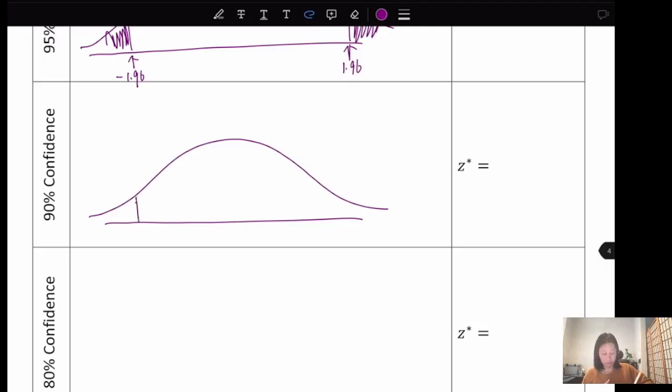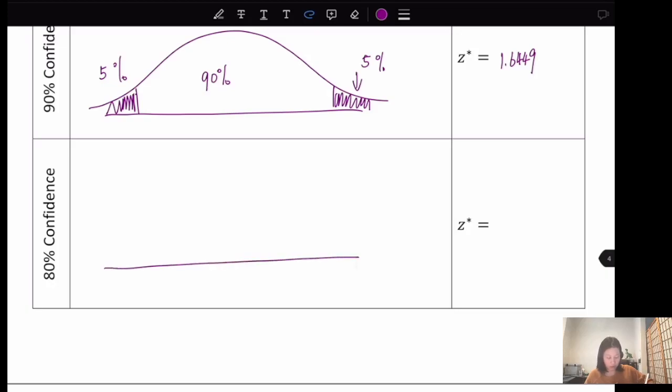Okay, so in the middle, we want it to be 90%. So in the two tails, we want it to be totally 10%. So that means each tail, we want it to be, oh sorry, 5%. Totally it is 10%, so if we divide it by 2, each part is 5%. So the z-score, by calculating that, I got 1.6449.